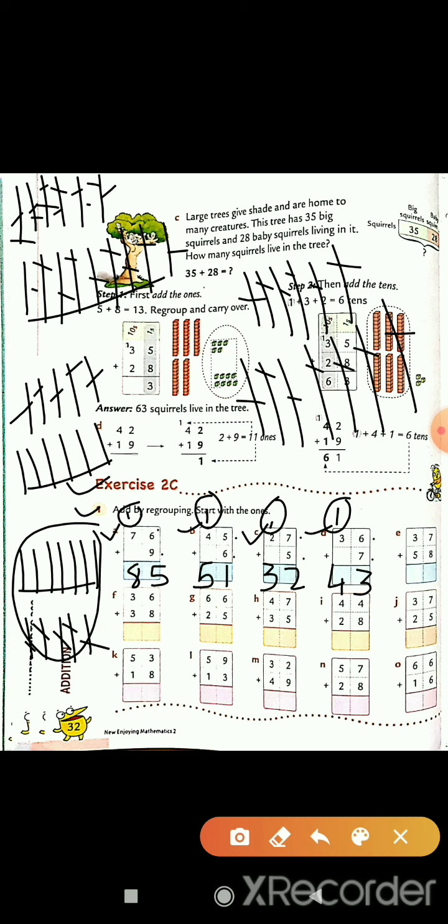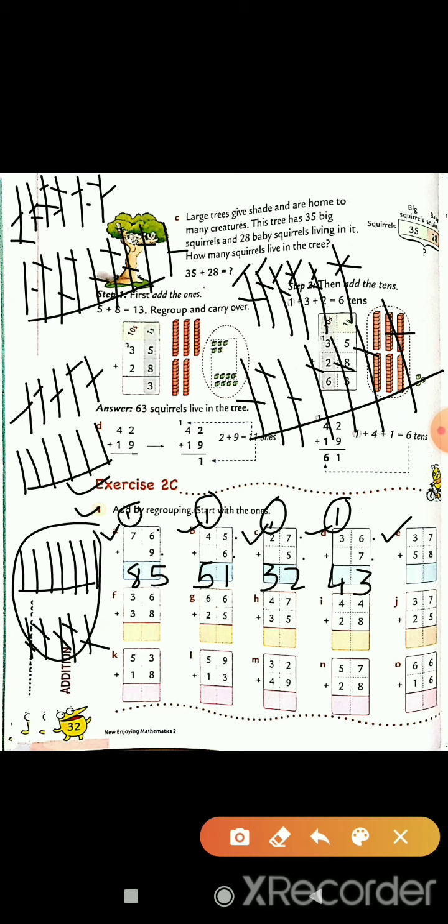Listen students, here also you can add with another method, that is which we did in the earlier sum, which is the bigger number, 7. So 7, what comes after 7? 8, 9, 10, 11, 12, 13. Whichever method you do, the answer is not going to change. Clear students? Next, 37 plus 58.